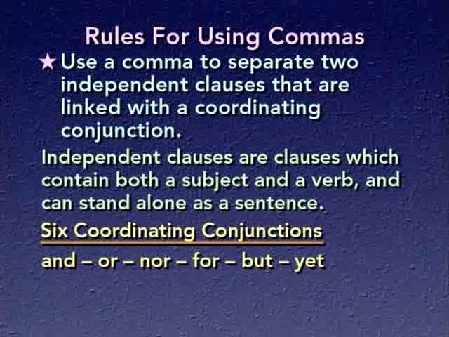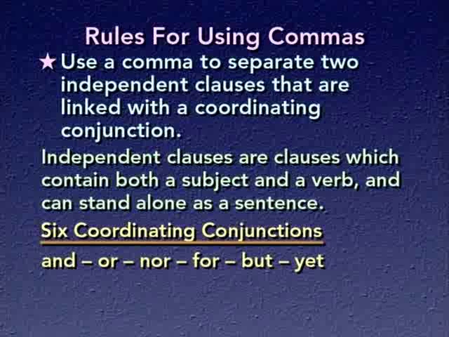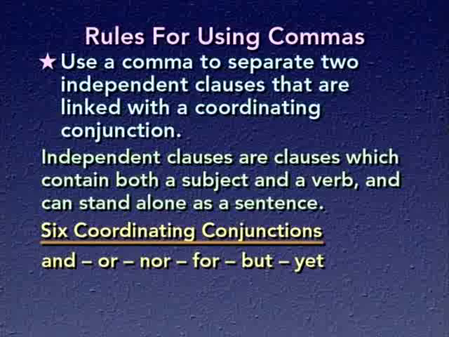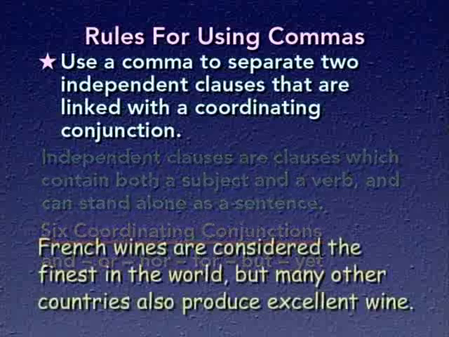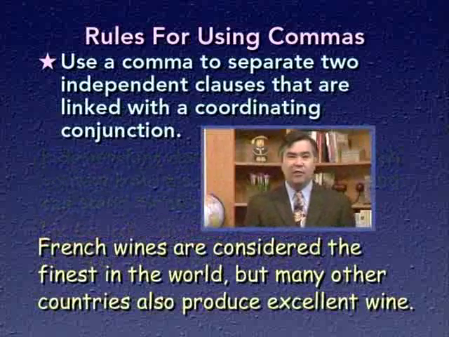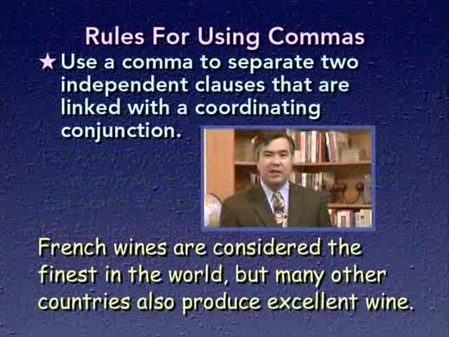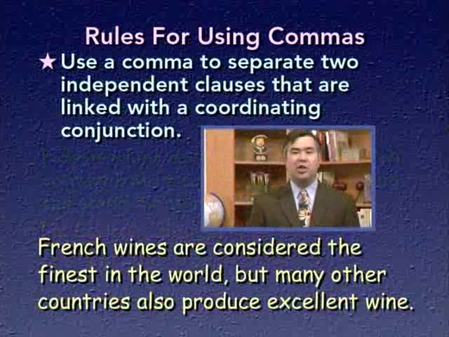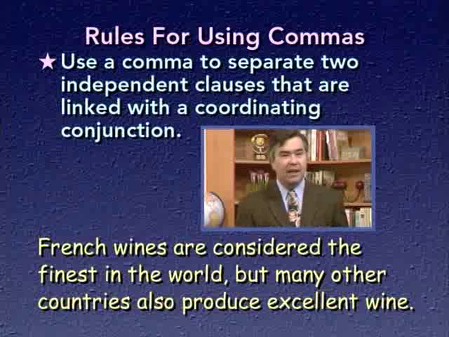Whenever you have a sentence containing two independent clauses joined by one of these coordinating conjunctions, it's good practice to insert a comma between the two clauses to separate them clearly. It puts in a pause where it's appropriate and makes the sentence a little bit easier to follow. Here's an example. French wines are considered the finest in the world, but many other countries also produce excellent wine.